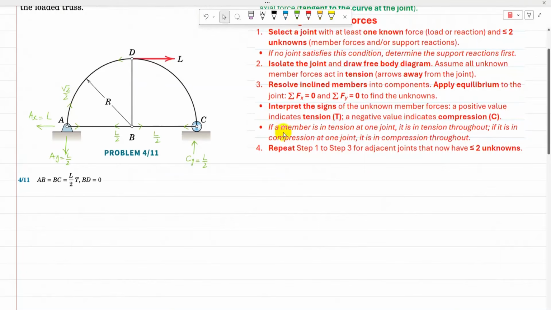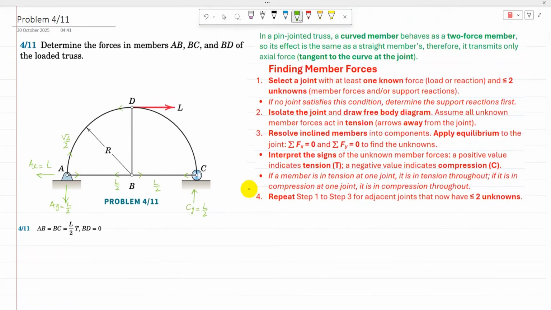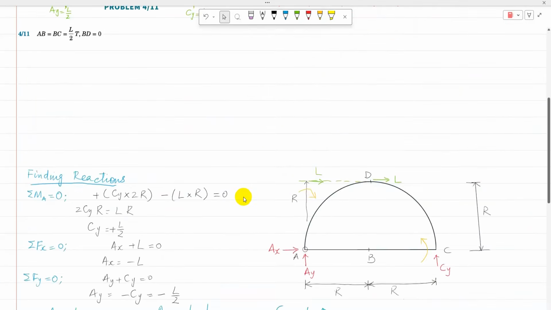So I only have to find these three members. AB and BC are equal. They are equal to L over 2 in tension, and BD is equal to 0. So that whole truss is now solved.